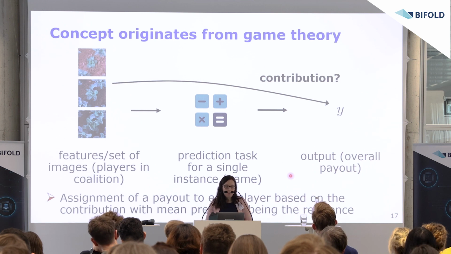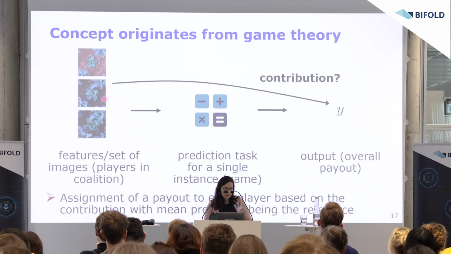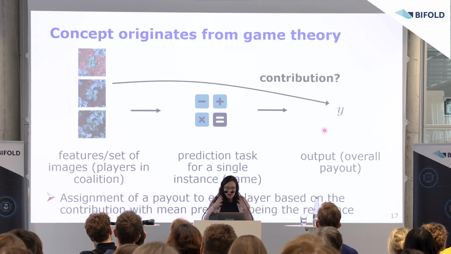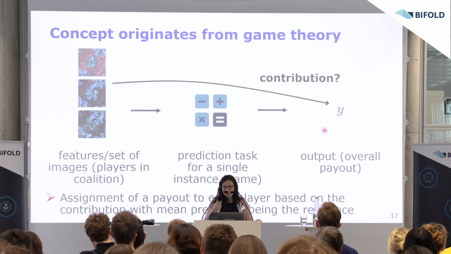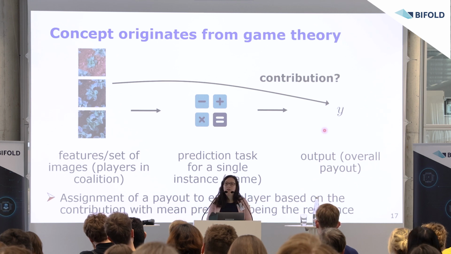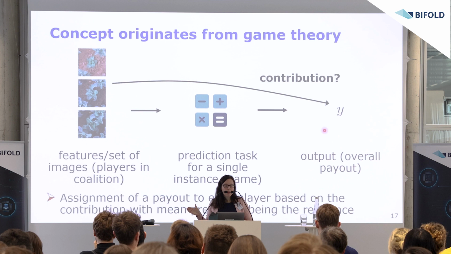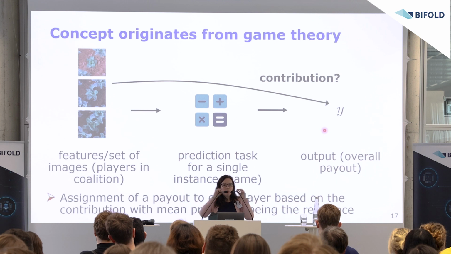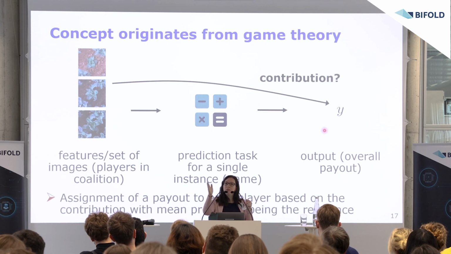If we now use this for our application, we have a set of images. These images are the players in our coalition. The prediction task is our game, and then we have an output, and this is the overall payout. And Shapley values now give you the contribution or the payout of each player, that means each image, with the mean prediction being the reference. So you have a lot of predictions over the whole data set, and the mean prediction is now our reference data. And now you want to see what each image in the time series is contributing to a deviation from this mean prediction.